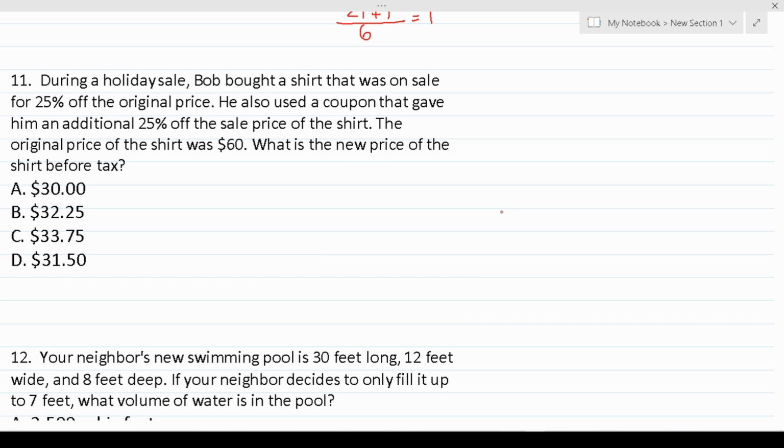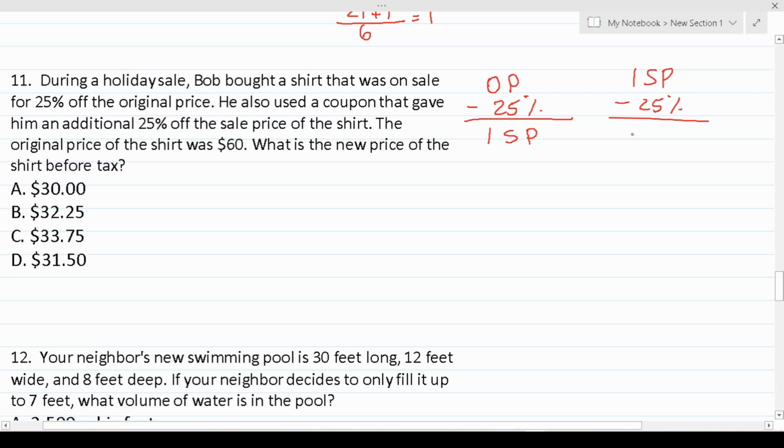So in this case, we're going to have to apply multiple discounts to this shirt in order to figure out what its final sale price is. So that's going to look like this. Original price minus 25% off. This will give us our first sale price. Then we're going to take that first sale price and take another 25% off, which will give us our final sale price.